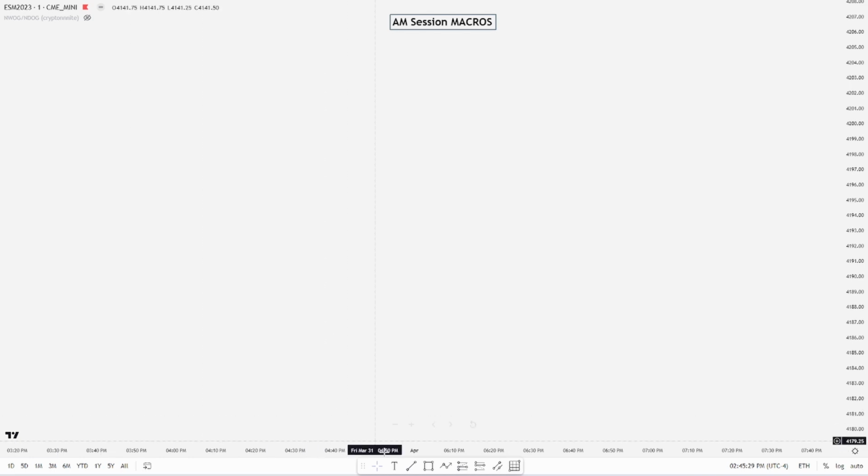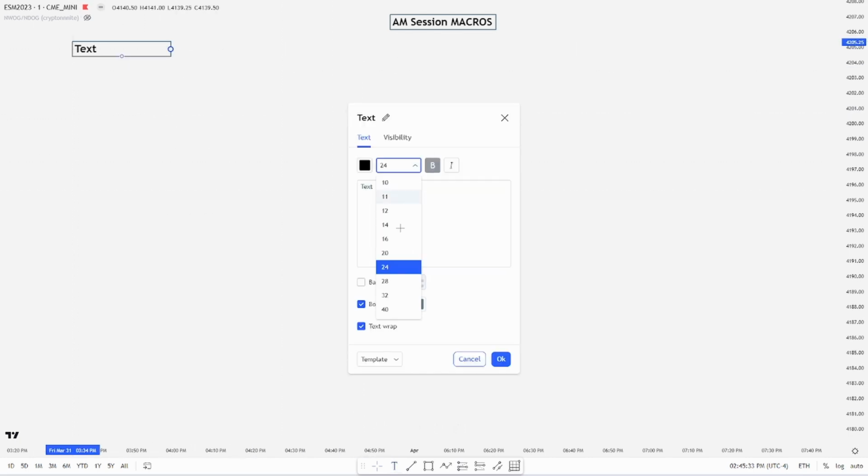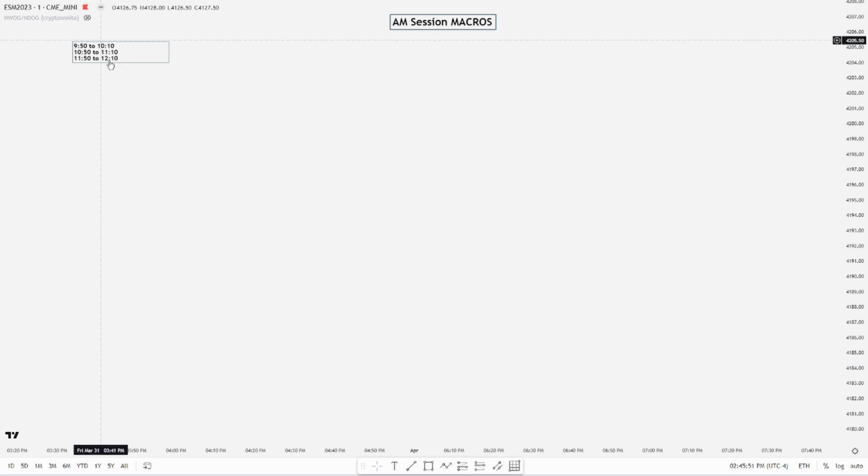So first off, we're going to look at the macro times. What times do these typically start? There are 3 different times within the AM session. One from 9:50 to 10:10, the next one is 10:50 to 11:10, and the final one is 11:50 to 12:10. All these are 20-minute intervals from the 50s to the 10 marks, and they all act pretty much the same. And there are 2 rules that we're going to look at.